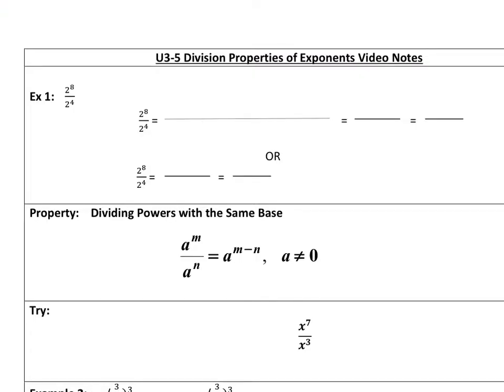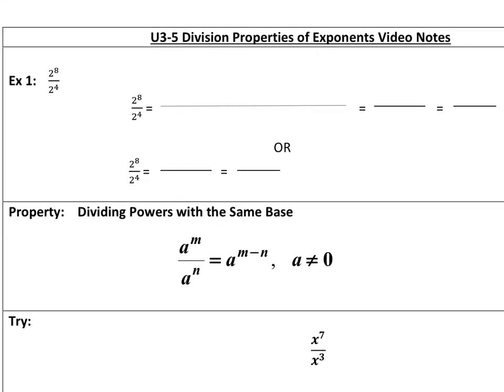Make sure you have your notes that say Unit 3-5 Division Properties of Exponents video notes. In example number 1, we're going to write this one out the long way. So we have 2 to the 8th divided by 2 to the 4th. 2 to the 8th can be written as 2 times 2 times 2 times 2, and so on. We need 8 of them. I think I have 8 there, yep. And 2 to the 4th can be written as 2 times 2 times 2 times 2.